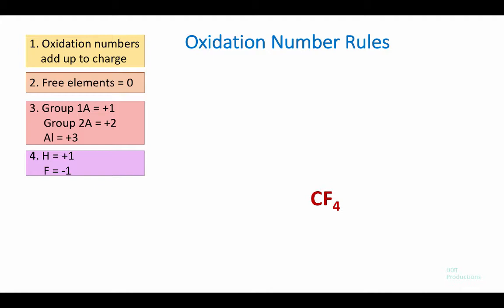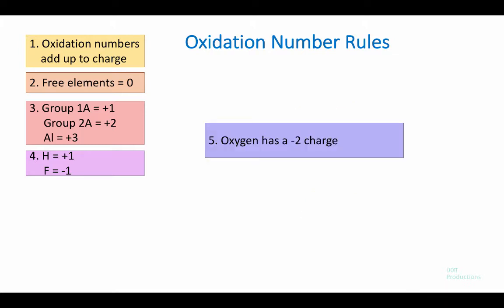Here's carbon tetrafluoride. We know that fluorine is going to have a -1 charge. And we also know that the oxidation numbers on this molecule are going to add up to 0 because it's a neutral molecule. So carbon plus 4 fluorines each with a charge of -1 must add up to 0. This is something that people sometimes forget: when you have more than one atom, each one of those atoms has an oxidation number associated with it. So 4 fluorines, each -1 charge, plus carbon must equal 0. Carbon has to be +4.